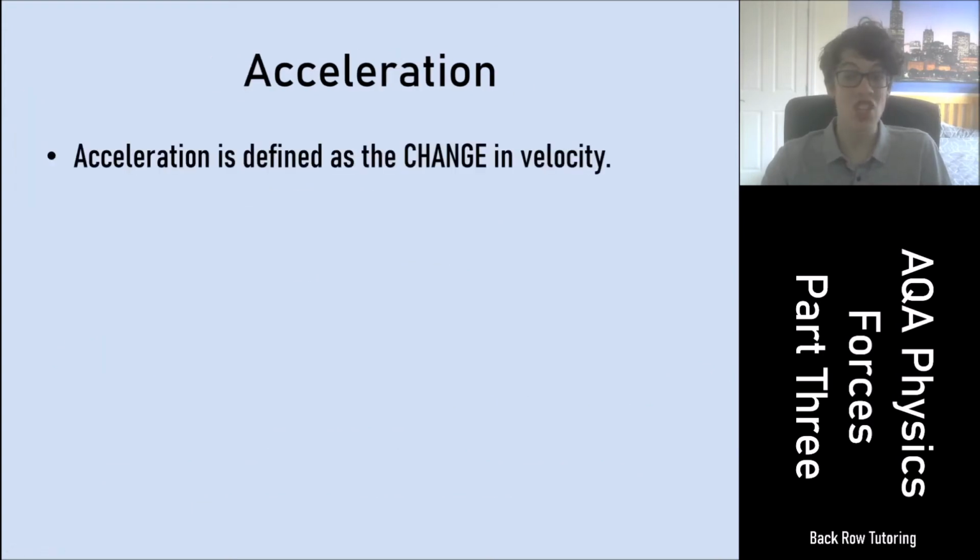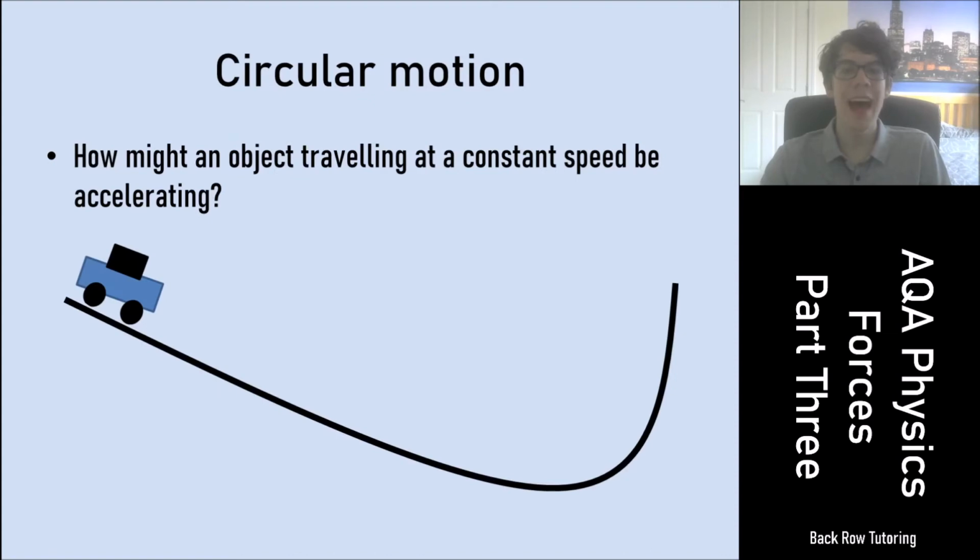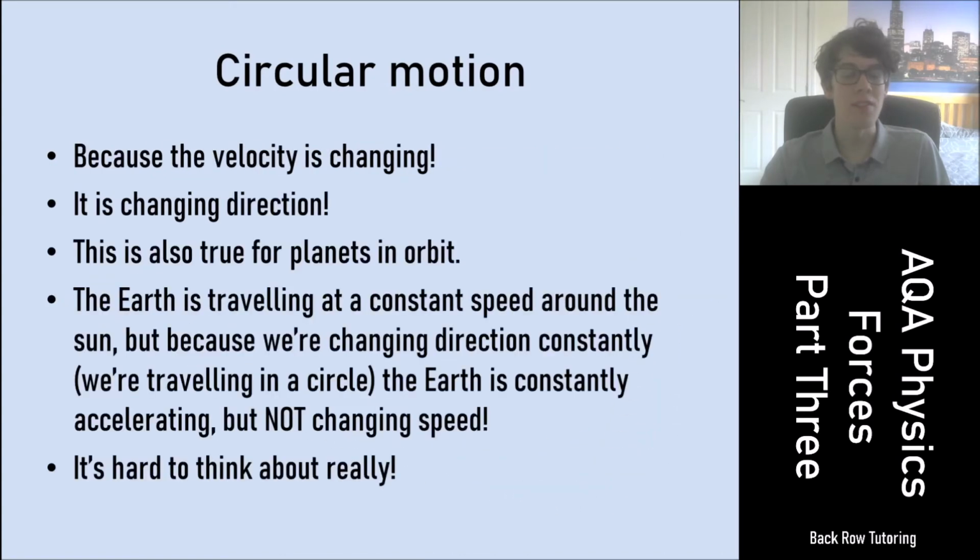Acceleration is defined as the change in velocity. How might an object travelling at a constant speed be accelerating? Because the velocity is changing. It's changing direction. This is also true for planets in orbit. The Earth is travelling at a constant speed around the Sun, but because we're changing direction constantly, because we're travelling in a circle, the Earth is constantly accelerating but not changing speed.